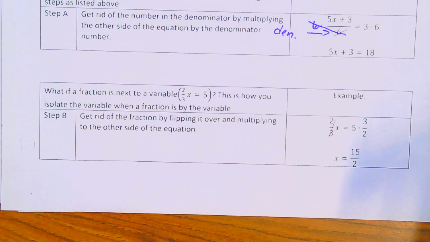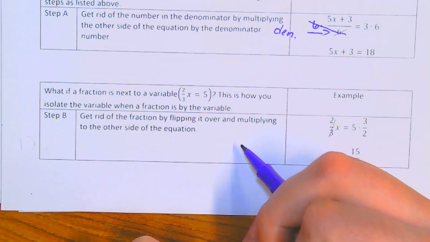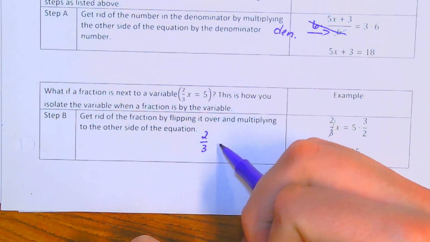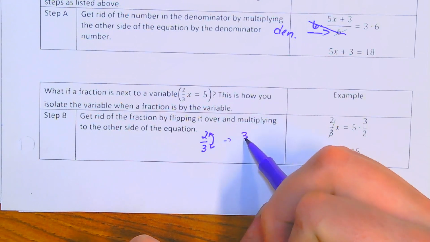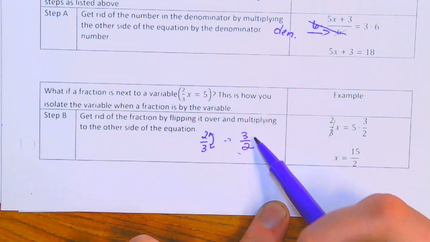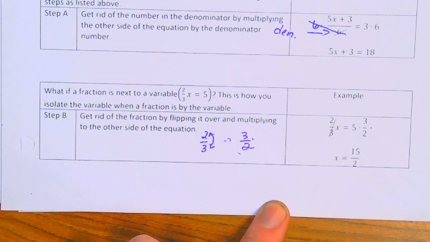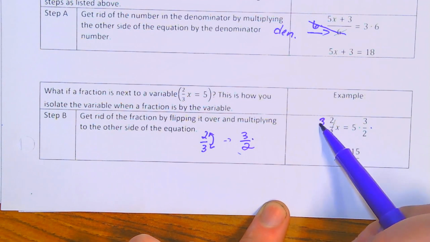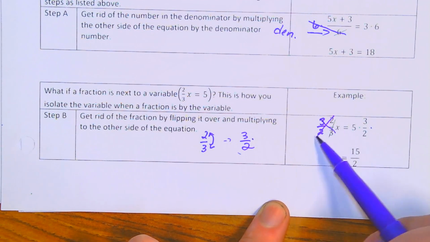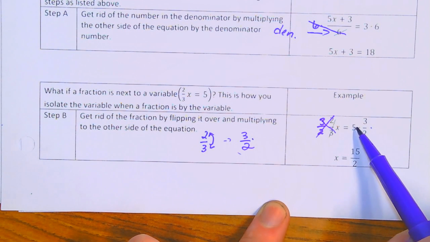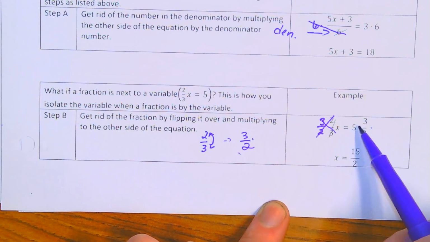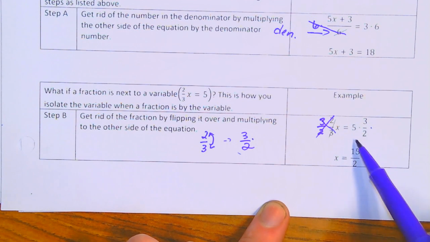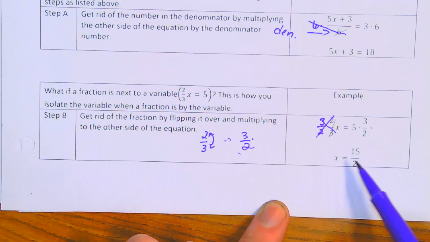Okay? So how I like to think about it is I have a 2/3 here, and if I flip it, that should just end up being 3/2. Okay? And you can see from there that this 3/2 is being multiplied by the other side. So to cancel out that 2/3, those cancel, and we're left with x equals 5 times 3, which is 15/2. Okay? The 5 just multiplies by that 3, and nothing happens to your 2. And that's your answer. Okay?